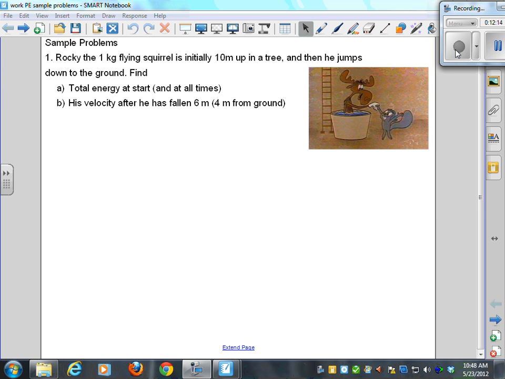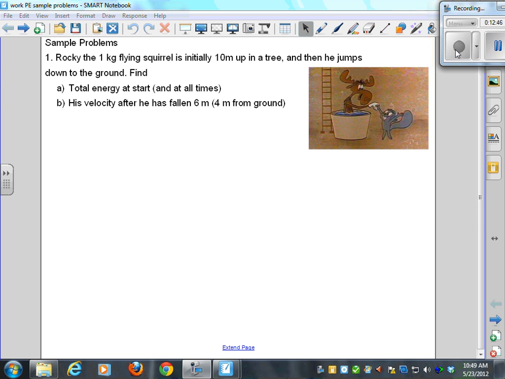You try. He is initially 10 meters up in a tree, and then he jumps to the ground. Why is he doing that? It's a cartoon. Don't worry, he's a flying squirrel. He's okay. Find the total energy at the start, which of course is the total energy at all times, and his velocity after he's fallen 6 meters, which is 4 meters from the ground. Well, flying squirrel is a bit of a misnomer. He doesn't fly.